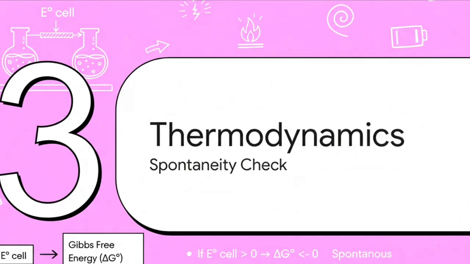So let's build on what we know. We can actually connect all this cell potential stuff to thermodynamics. In other words, how do we use that E0 cell value we just calculated to figure out if a reaction will just happen on its own? You know, if it's spontaneous.